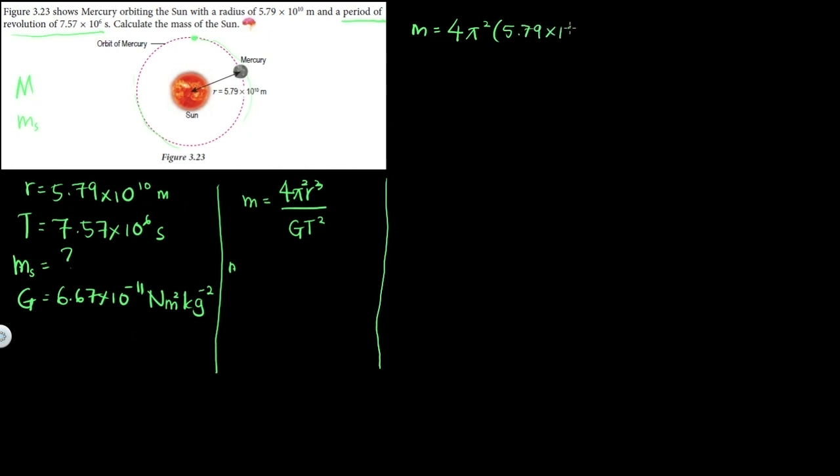5.79 times 10 to the power of 10 meter cube, divided by G. So G is 6.67 times 10 to the power of minus 11 Newton meter square kilogram minus 2, together times with T square. Since we have square, let's open bracket, 7.57 times 10 to the power of 6 second square.